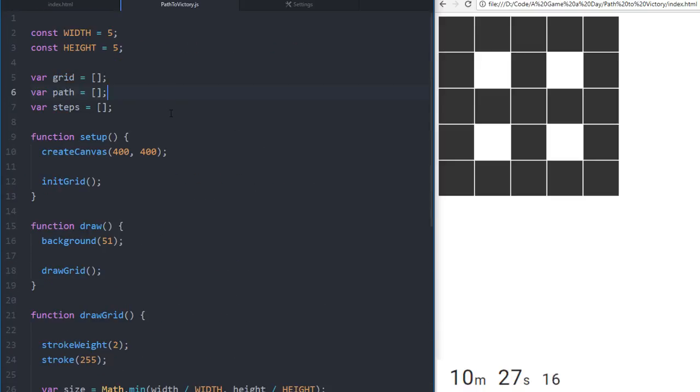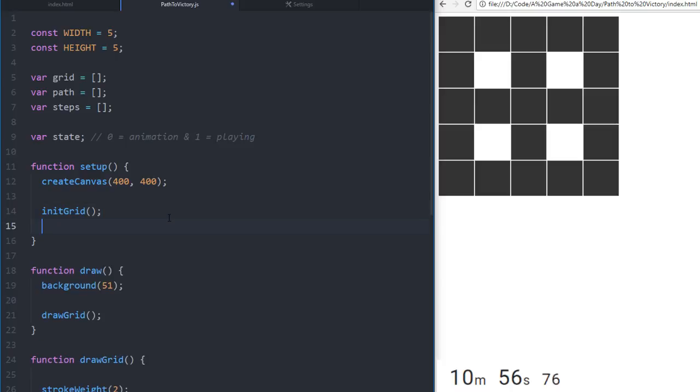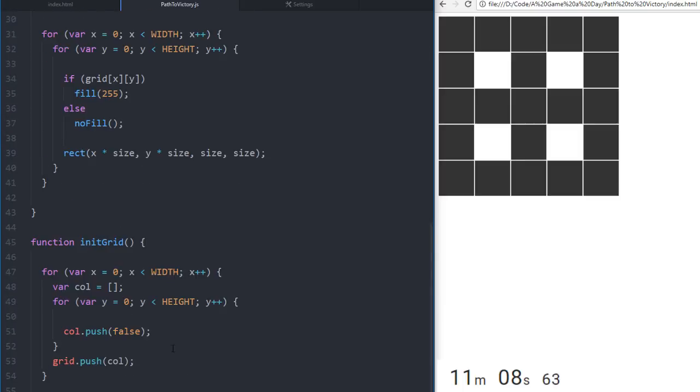So we need a var state, where state 0 equals animation and 1 equals playing. We'll just have that. We won't worry about enumerations. So init grid, show, or show path. We'll say new path.